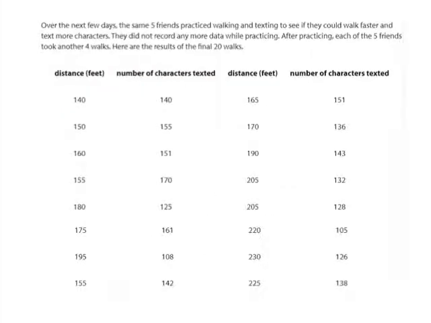And this is the second data set. Over the next few days, the same 5 friends practiced walking and texting to see if they could walk faster and text more characters. So they practiced before this data was collected. They did not record any data while practicing, but after practicing, each of the 5 friends took another 4 walks. And here are the results of the final 20 walks. So once again, we have an ordered pair. We'll call it x2, y2. And we have 20 more ordered pairs.